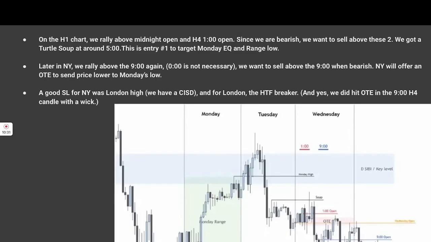Dropping down to the lower time frame, on the 1 hour chart, we rally above midnight open and the 4 hour 1 a.m. open. Since we are bearish, we want to sell above these two opens. We got a turtle soup at around 5 a.m. This is entry number 1 to target Monday's equilibrium and then the range low.